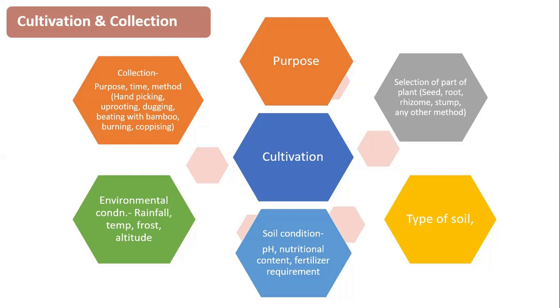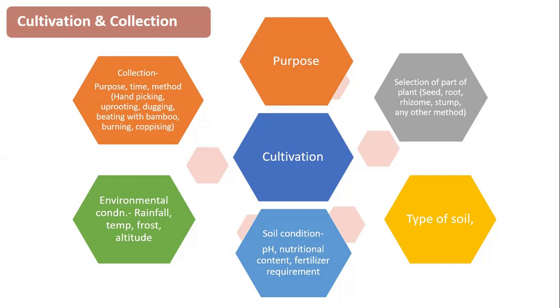So likewise, the flowers are to be collected. Then there are different techniques for the collection of the drug. Cotton is collected just by hand picking. Then some drugs such as garlic and onion are collected by the uprooting method, or rhizomes such as ipecacuanha and rauwolfia are collected just by the digging method. Then by beating with bamboos, such as cloves, which are collected by beating with bamboos. Okay, then burning, some drugs are collected just by burning.